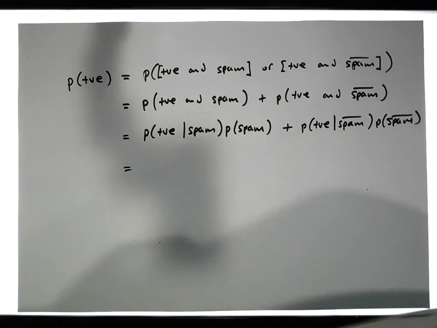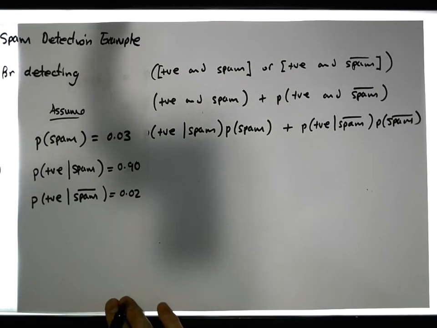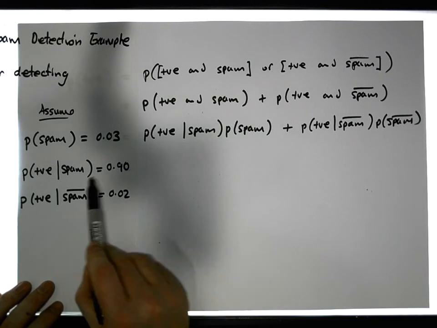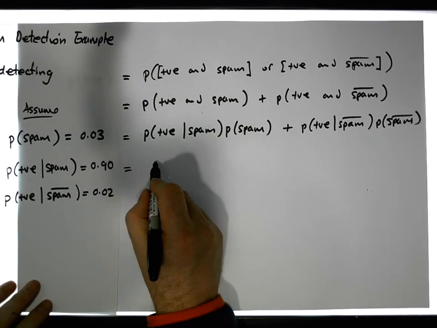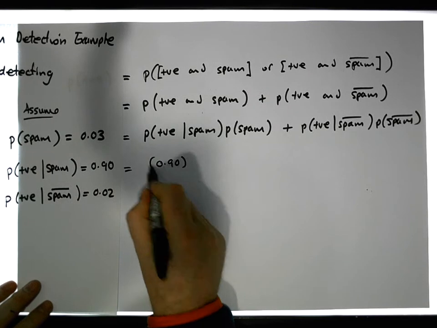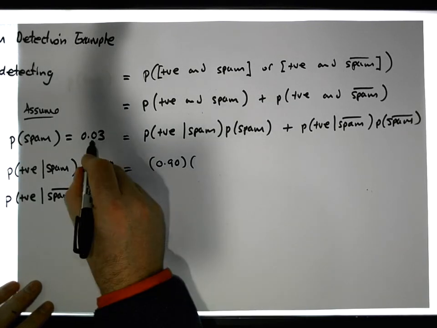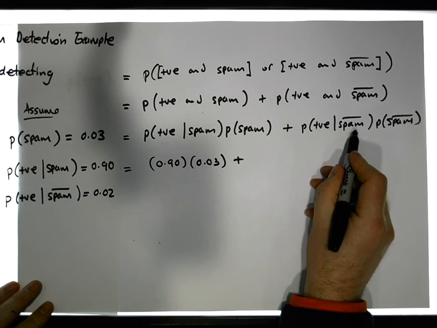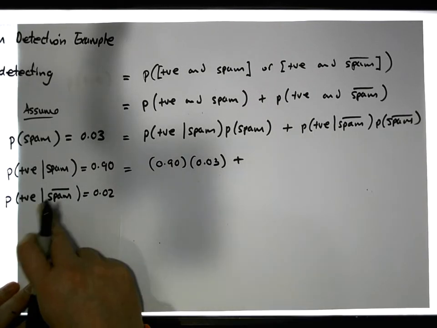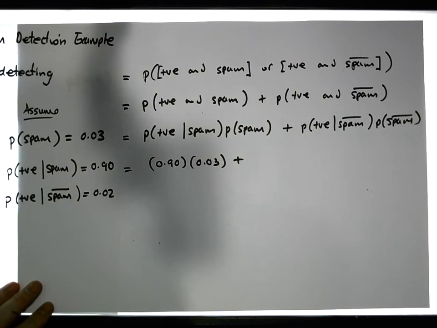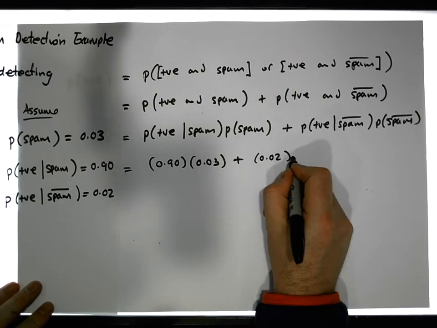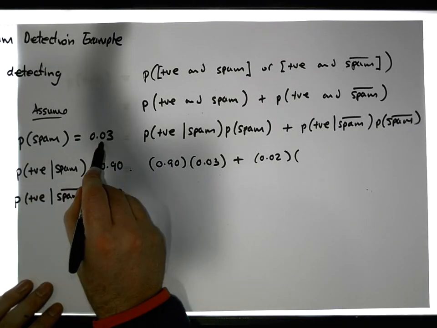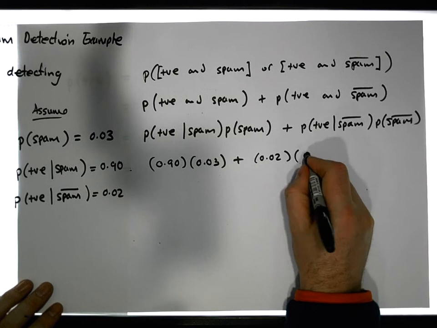We said at the start of this process that the probability of something being positive given spam is 0.90. So this becomes 0.90 times the probability of spam, which is 0.03, plus the probability of positive and not spam, this false positive happening, is 0.02, times the probability of not spam. Well, there's the probability of spam, so the probability of not spam must be 1 minus that, which is 0.97.